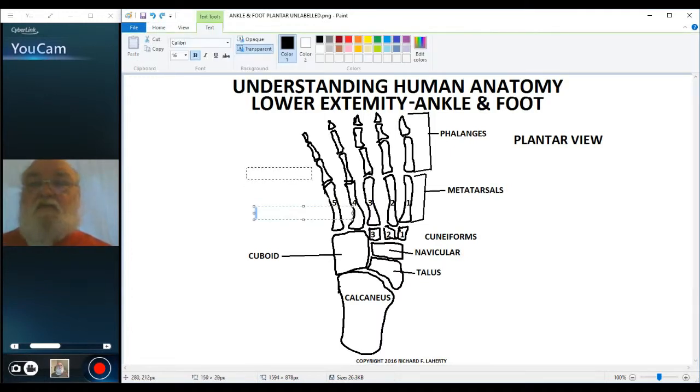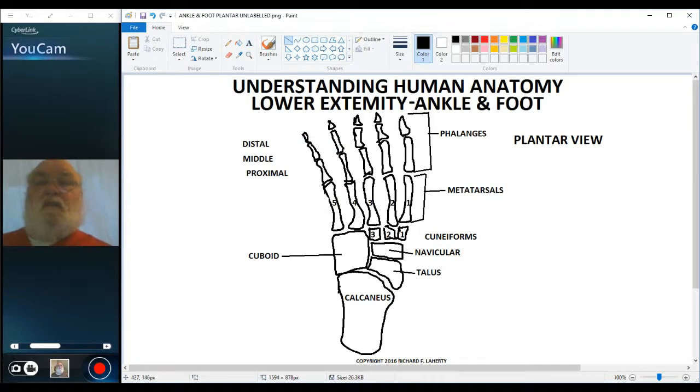And again, the phalanges are proximal, middle, and distal. And we'll draw lines to the proximal, the middle, and the distal. And remember, in the first digit there's only 2 phalanges, a proximal and a distal.